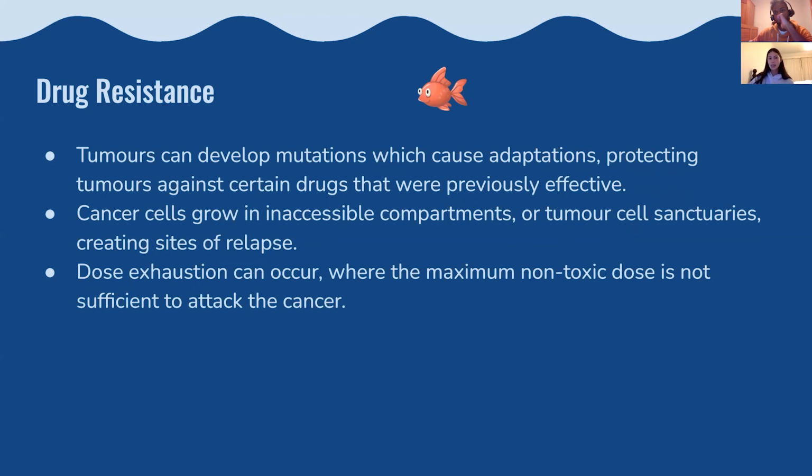Additionally, cancer cells can grow in inaccessible compartments in the body, or tumor cell sanctuaries. Essentially, they grow in locations where the chemo drugs can't reach them. That's why it's called a sanctuary. And that creates a site of relapse where the cancer is free to grow.